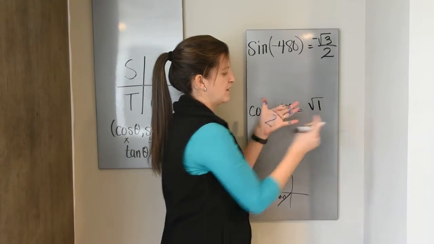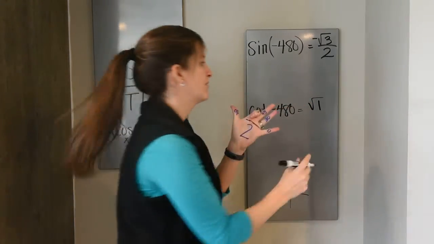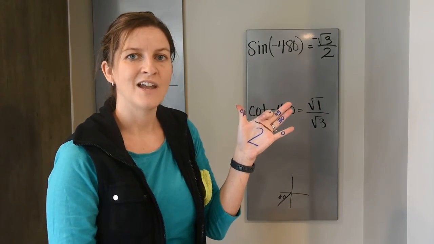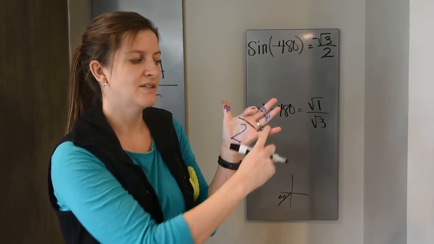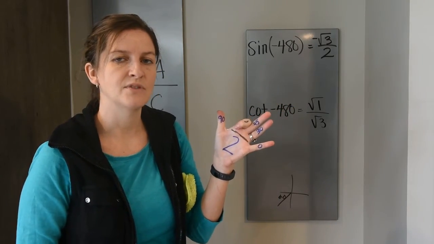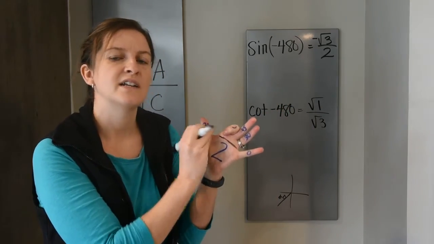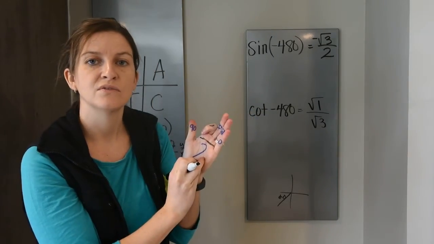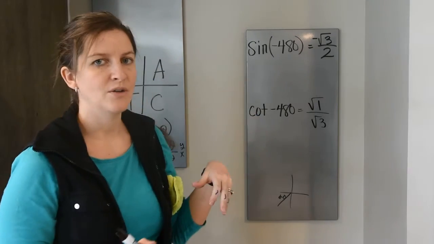X over y is square root 1 over square root 3. Okay? Cotangent is x over y. Now remember in the first example I showed you how you find cosine, and that would be square root 1 over 2 and the square root 3 over 2. But this is a little bit quicker.